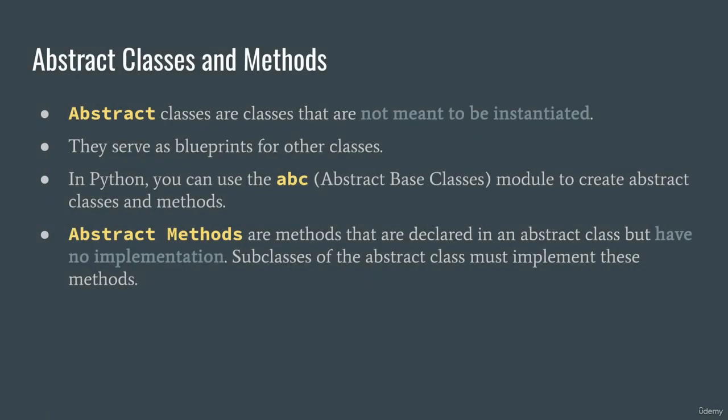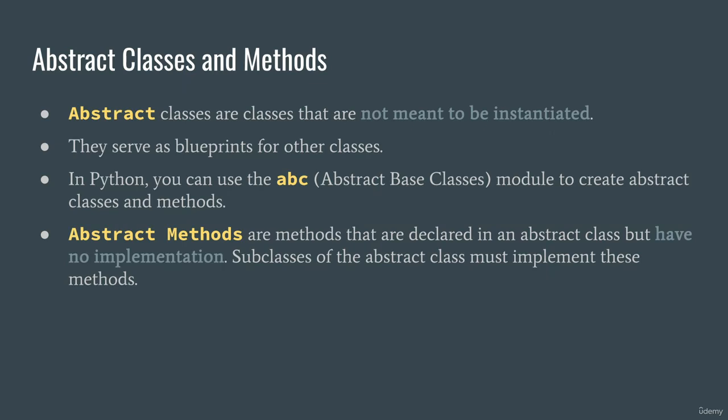Abstract classes are essentially blueprints. They're not meant to be instantiated directly. Instead, they provide a structure for other classes to build upon. In Python, we use the ABC module, which stands for Abstract Base Classes, to create these abstract classes and methods.